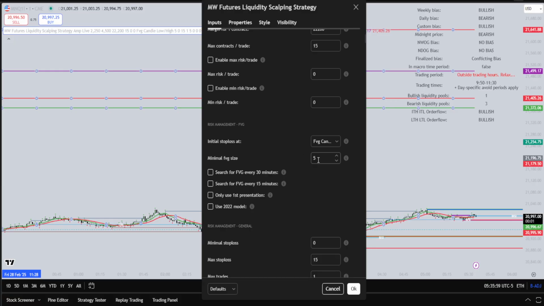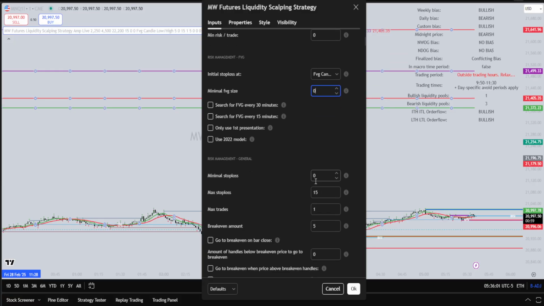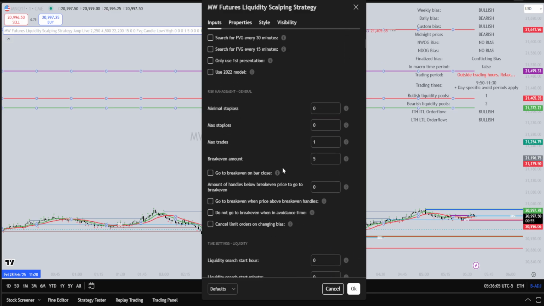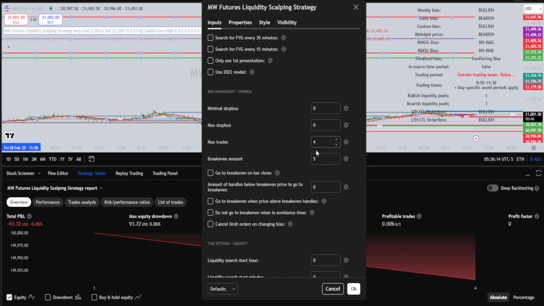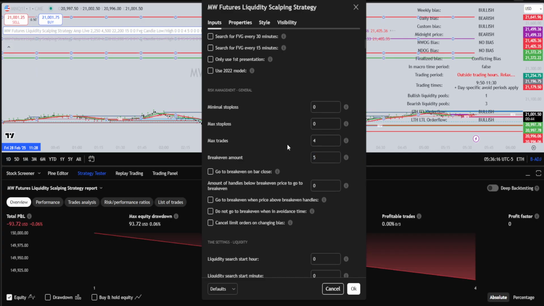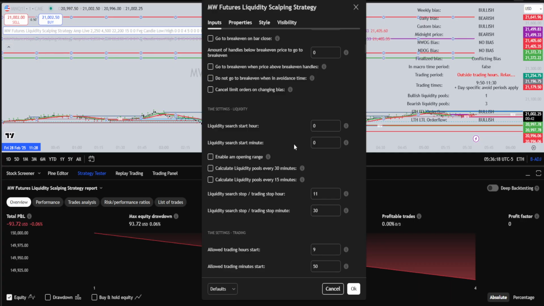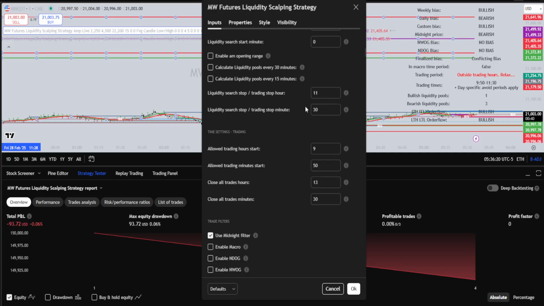Right now, what we will be doing is just putting everything to basically default, meaning that I will just set everything to 0. What I will do is set the max trades to 4 so that we can take several trades that are potentially needed. I will remove the AM opening range gap. What I see is that we have a liquidity surge and stop hour.